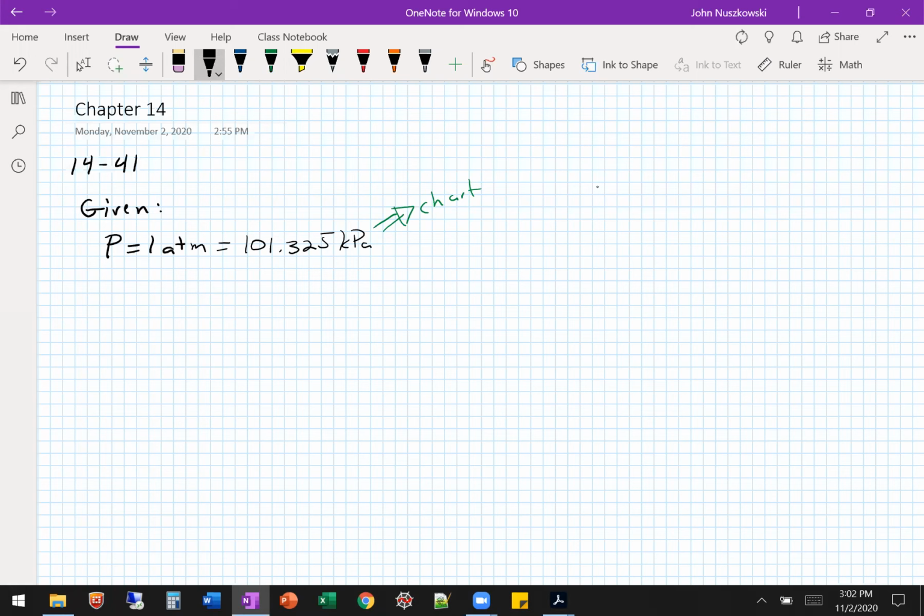They gave us a dry bulb temperature, which is just typical temperature, which is 24 degrees Celsius. They gave us a wet bulb temperature, which is 17 degrees Celsius. And they told us to find a whole bunch of stuff.